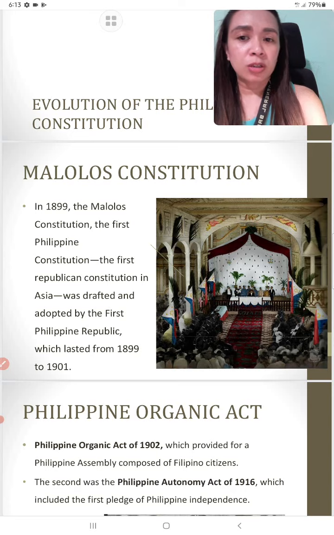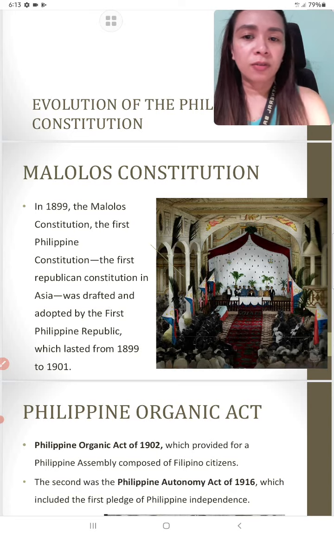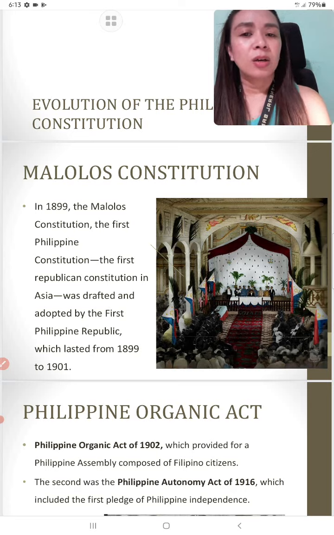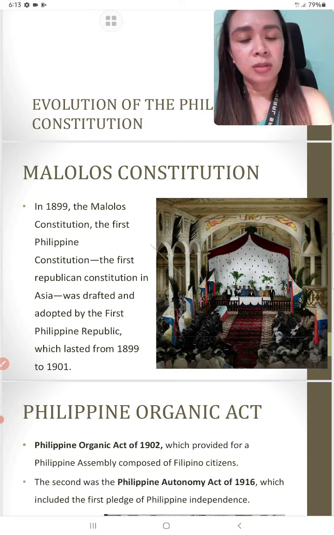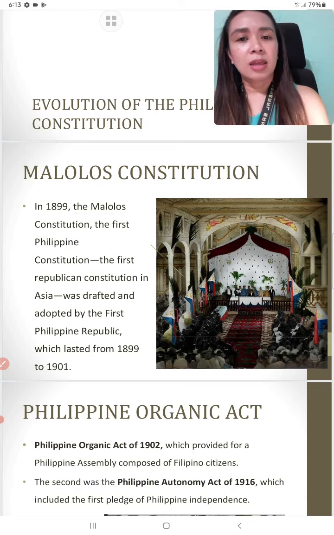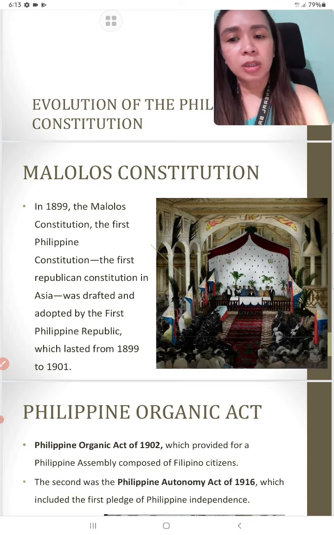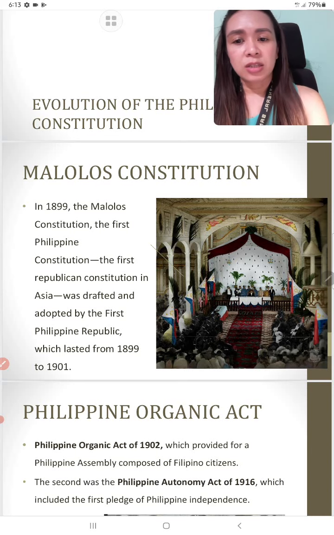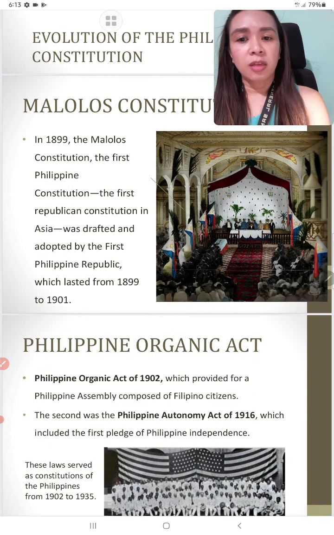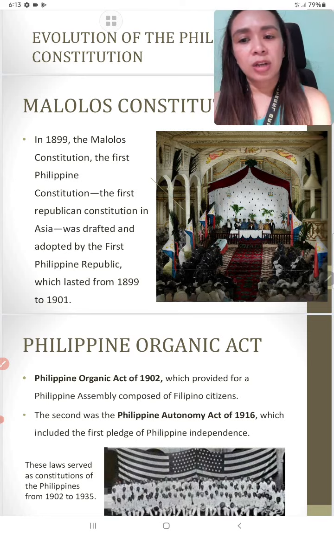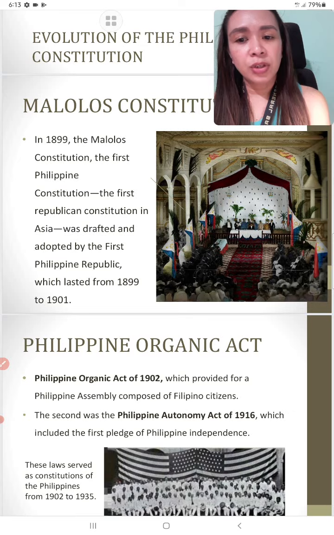So because of that, ang pinaka-early na first na written rule ng Pilipinas goes back to 1899 during the Malolos Convention, and that we call the Malolos Constitution. It is the first Philippine Constitution, the first Republican Constitution in Asia, and it was drafted and adopted by the first Philippine Republic, which lasted from 1899 to 1901.